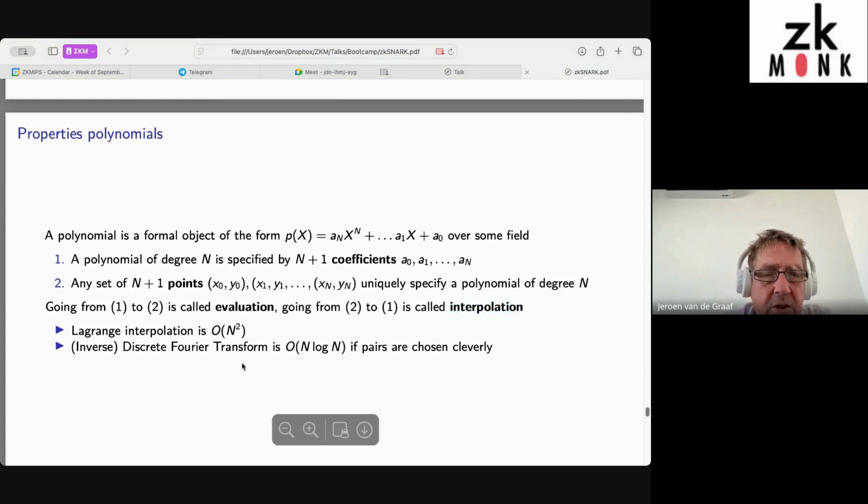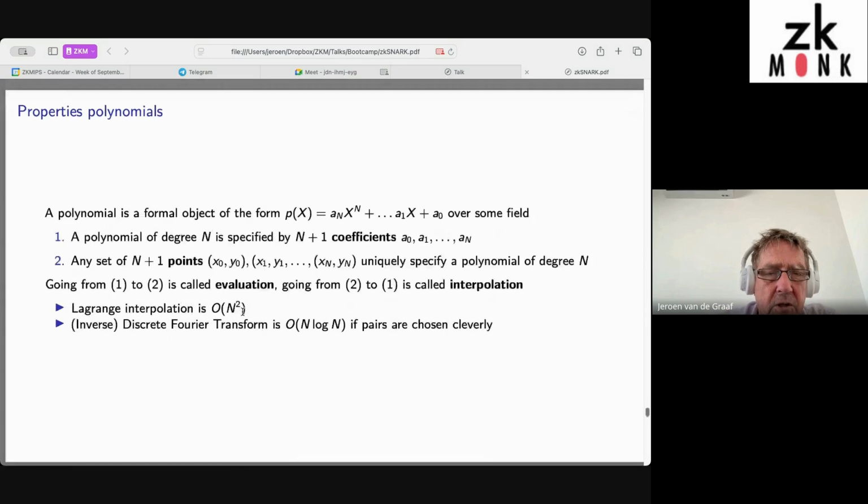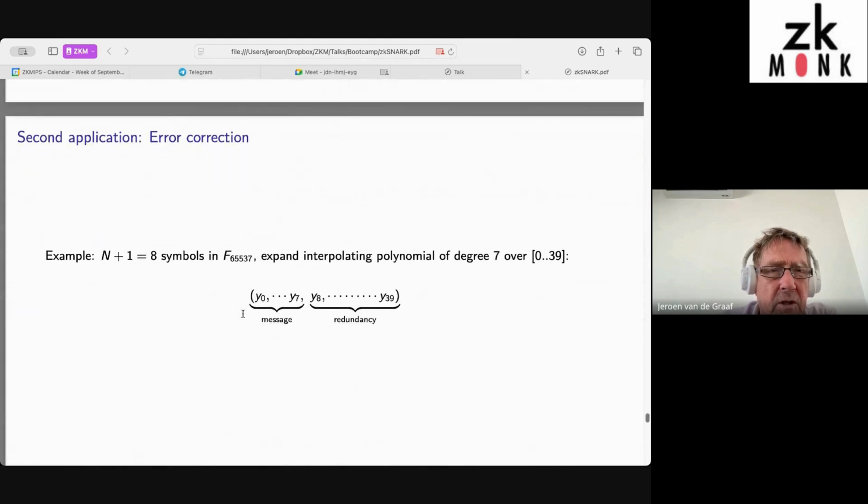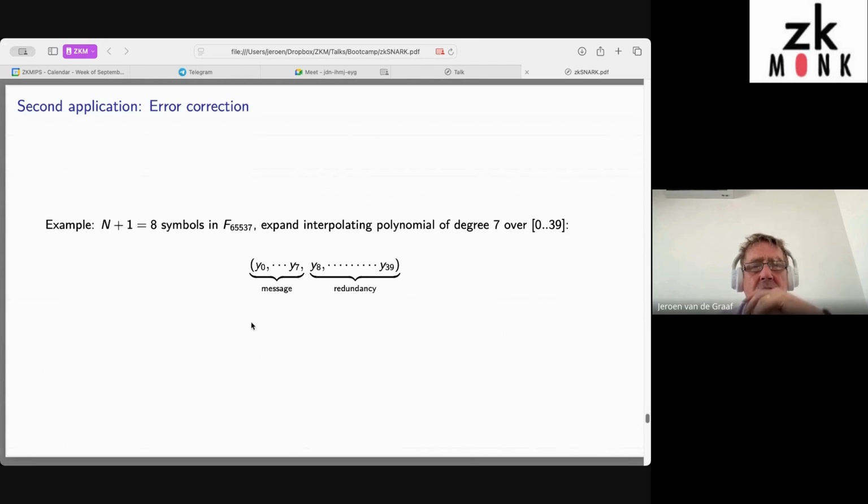This is called interpolation. So you can use Lagrange interpolation, which is what I just showed you. If you choose your points very cleverly, then you can actually do better. You can do n log n, and that will be the discrete Fourier transform. There are a lot of details here, but unfortunately I won't have time to discuss that. So now I want to talk about a second application of polynomials.